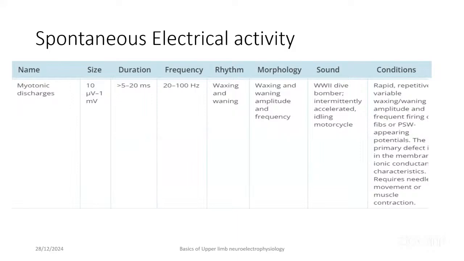Myotonic discharges: 10 microvolts to 1 millivolt, 5 to 20 milliseconds, 20 to 100 hertz, waxing and waning amplitude and frequency, dive bomber sound, intermittently accelerating, like an idling motorcycle. Rapid, repetitive, variable, waxing and waning amplitude, frequent firing of fibs or positive sharp wave-appearing potentials. The primary defect is in the membrane ionic conduction. Character requires needle movement or muscle contraction to elicit this.